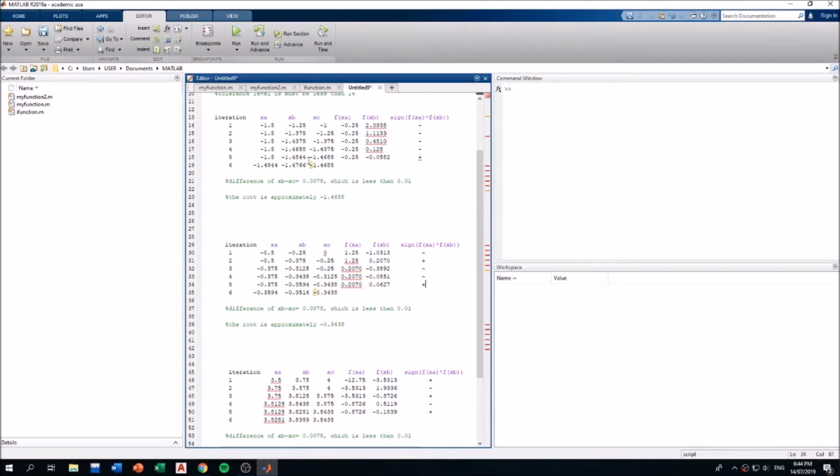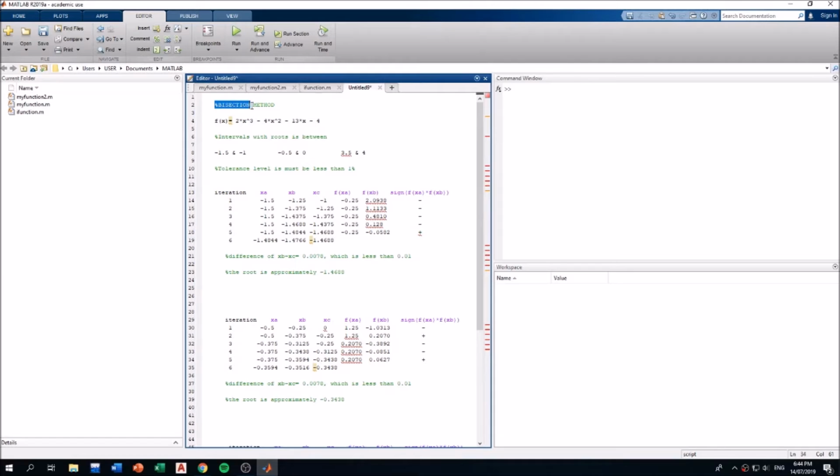Okay, today we're going to talk about the bisection method, with a given function f of x equal to 2x cubed minus 4x squared minus 13x minus 4. The intervals with roots are between negative 1.5 and negative 1, negative 0.5 and 0, and 3 and 4. The tolerance level must be less than 1%.